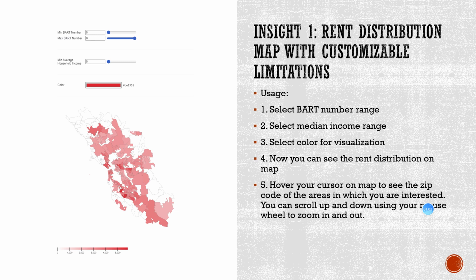The user can select the BART number range. BART is a public transportation system in the Bay Area, and the user can designate the minimum average household income, because the household income level usually corresponds to the safety and the quality of schools and so on. After the user designates the variables, they will see the rent distribution under the given condition.